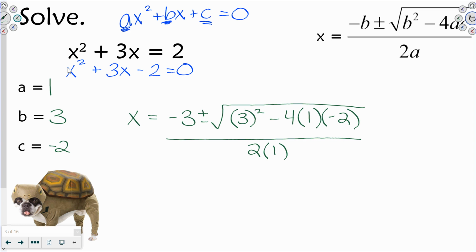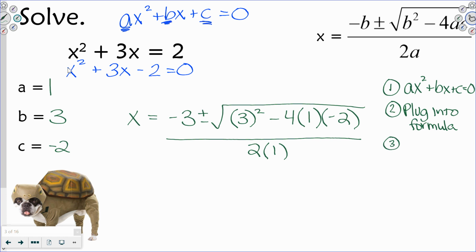All right, so guys, after you plug stuff in, if we're doing this step by step: first step, you want to put it in standard form, ax squared plus bx plus c equals 0. Step 2 would be to just plug into the formula. Step 3 is to simplify under the radical.